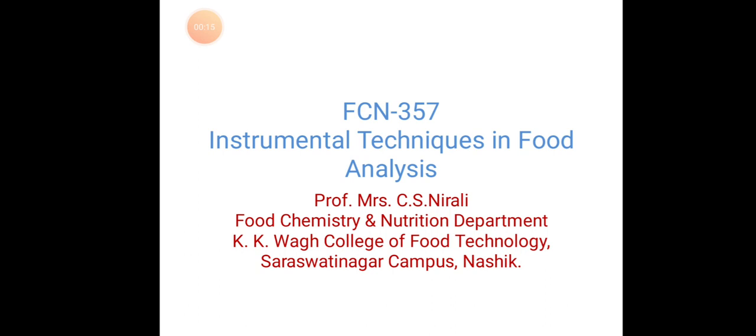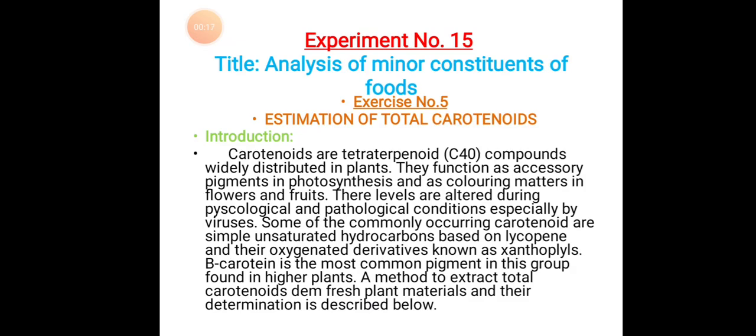Today we will see experiment number 15, titled Analysis of Minor Constituents of Foods, under that exercise number 5, Estimation of Total Carotenoids. Coming to the introduction, carotenoids are terpenoid C40 compounds widely distributed in plants. They function as accessory pigments in photosynthesis and as coloring matters in flowers and fruits.